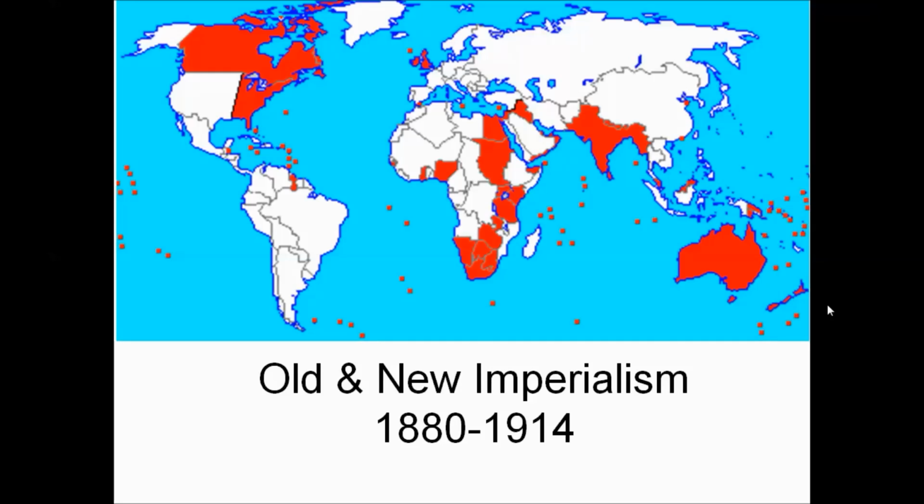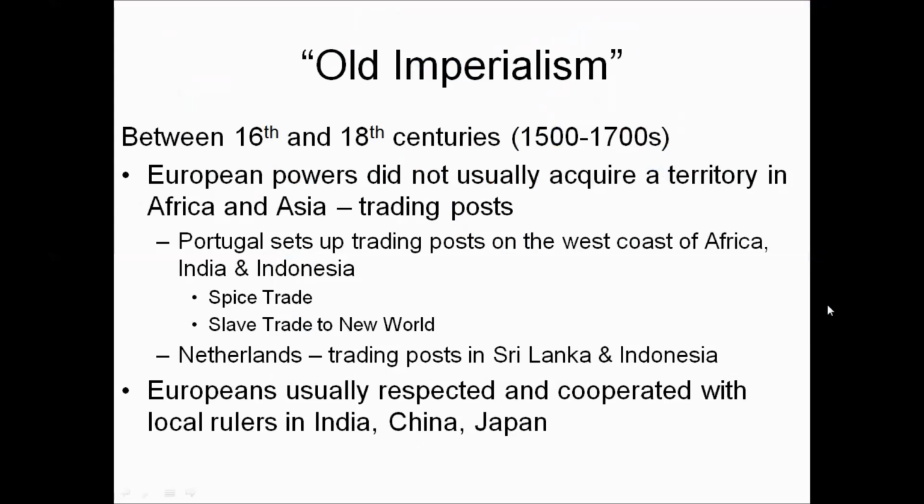So old imperialism, let's take a step back for a second. Old imperialism, as I'm going to call it, occurred from the 1500s to the 1700s. And during old imperialism, European powers did not usually acquire territory. They actually instead set up trading posts. The most obvious examples are places like in Africa and Asia.